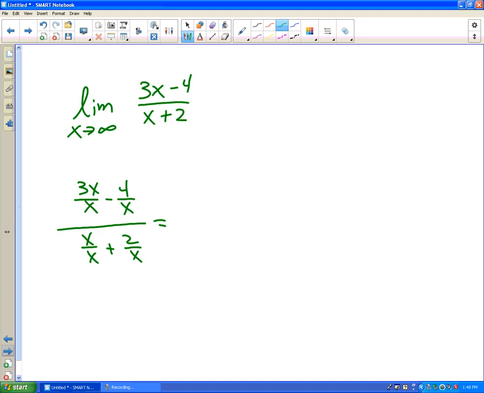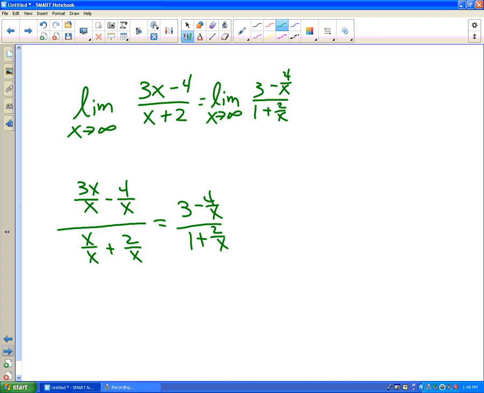Now, what's another name for 3x over x? 3. What's another name for x over x? 1. 2 over x and 4 over x don't have other names. But yet we can analyze what happens to them individually as x gets larger and larger. So if we consider our limit in this form, what's that, 2 over x? Now we can analyze the pieces.